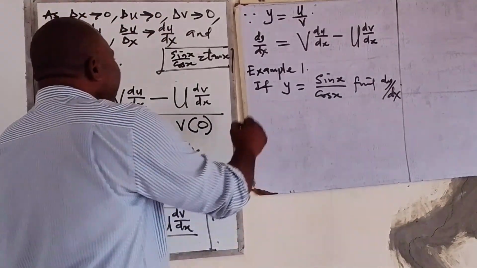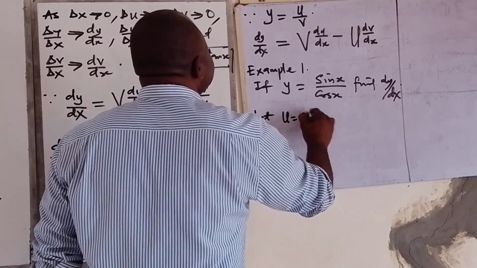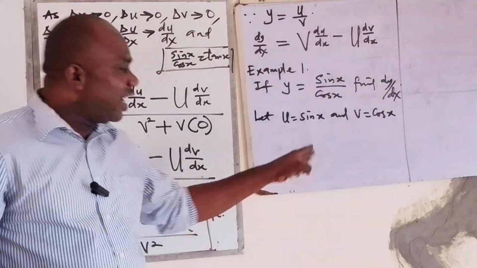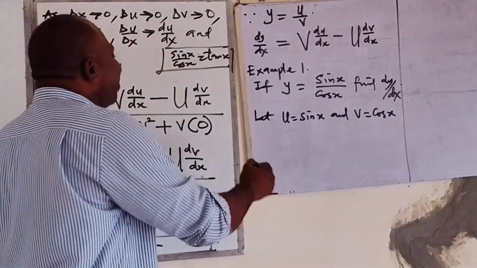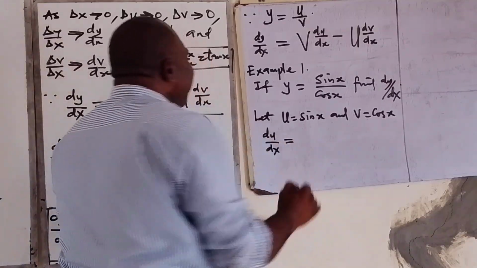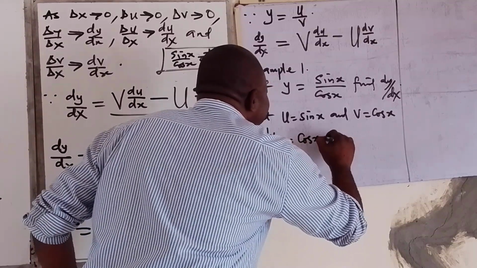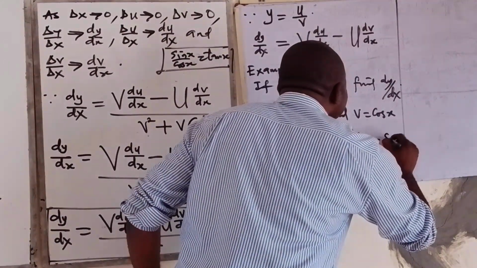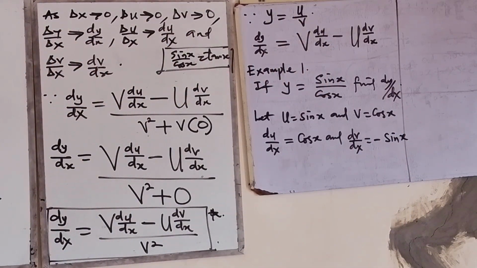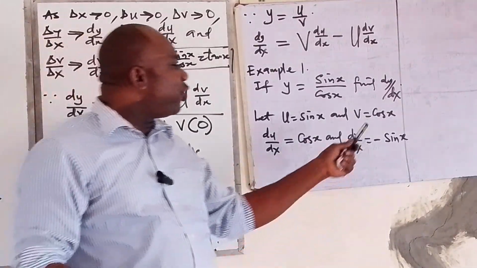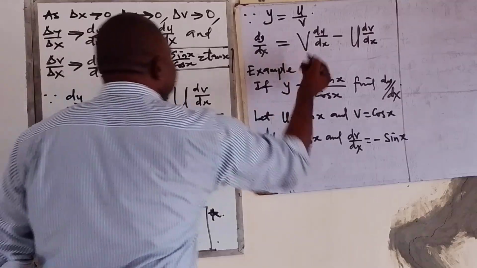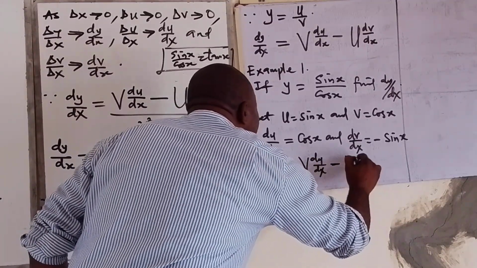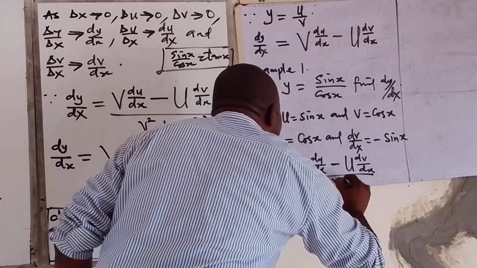Now in this case, let u be equal to sine x and v be equal to cos x. Now let's see du/dx. When you differentiate sine x, it gives cos x. And dv/dx, when you differentiate cos x, it gives minus sine x. Now, applying this rule, dy/dx is equal to v du/dx minus u dv/dx, all divided by v squared.